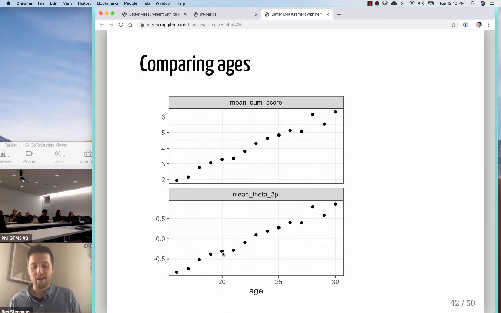IRT is really providing value when we're trying to look at an individual student compared to another individual student. And also now we have this functional form that we can make predictions on, and say things about the item parameters. It's all connected into a framework that is useful.